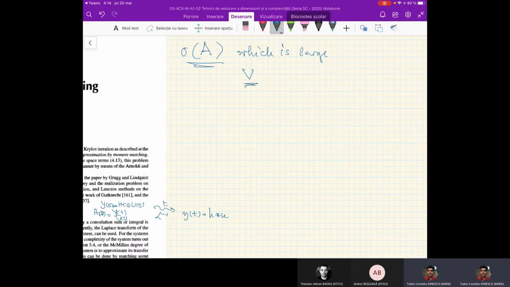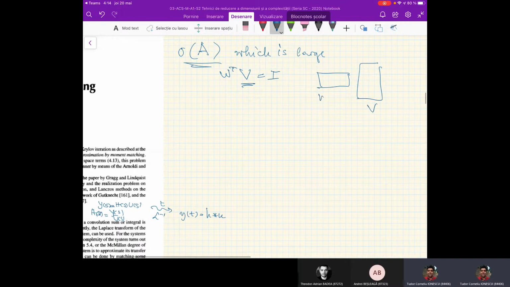You consider a projection V, and you consider a matrix W such that W transpose V is the identity. Essentially, V is a tall matrix, and W transposed is a wide matrix. Multiplying them, you get a square, small size matrix. If V is n by ni, and W transposed is ni by n, this resulting matrix is ni by ni, and usually ni is much smaller than n.